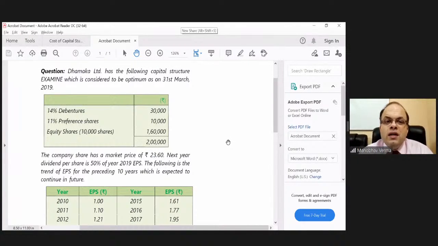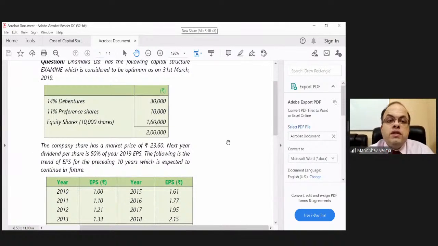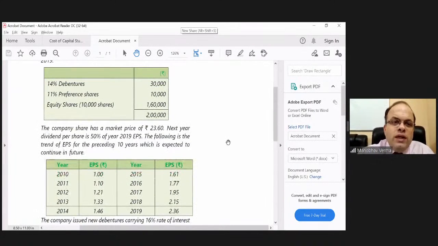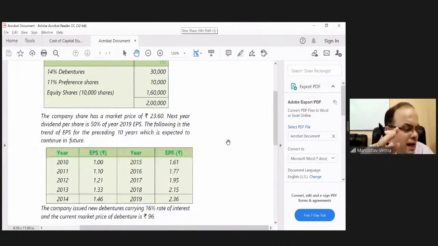Examine which is considered to be optimum as on 31st March 2019. Okay, what's the capital structure here? 14% debentures 30,000, 11% preference shares 10,000, equity shares of 1,60,000. So total of 2 lakhs. The company's share has a market price of 23.6.